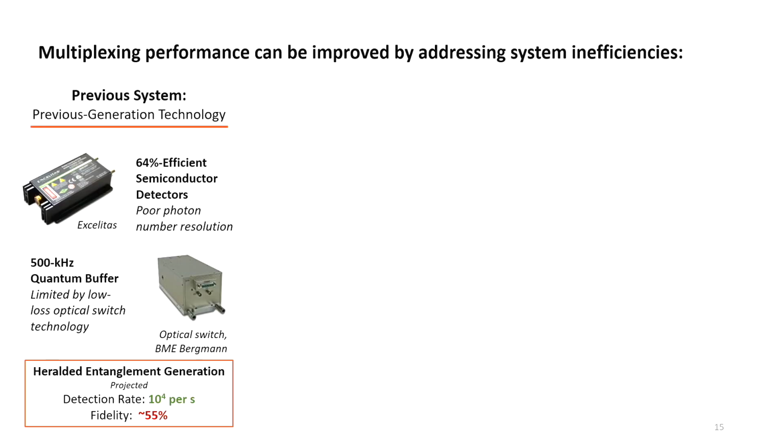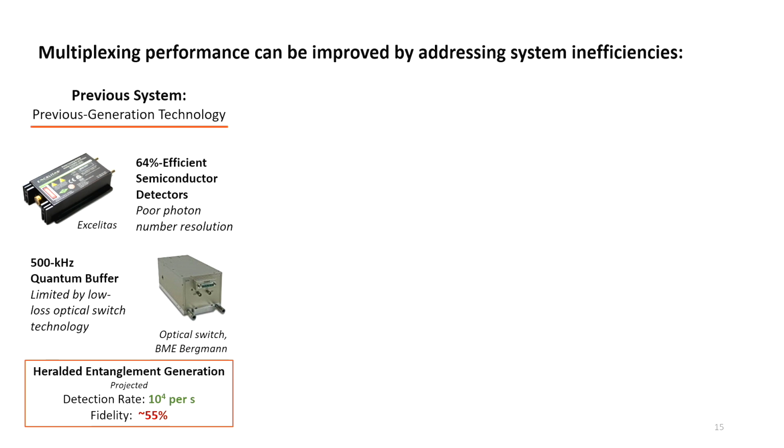The performance of our system can be improved by addressing some system inefficiencies. Our previous system used previous generation technology, which included 64% semiconductor detectors, which gave us poor photon number resolution, making it hard for us to exclude those multi-pair events. The multiplexing process requires we have a quantum buffer, which includes an optical switch. Previous generation optical switch technology was slow, and we could only run the buffer at 500 kilohertz.